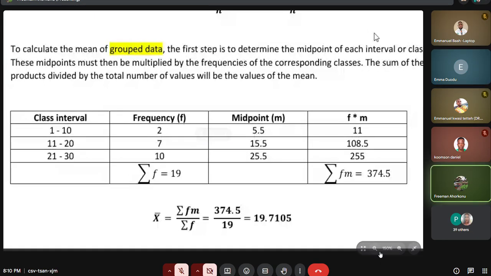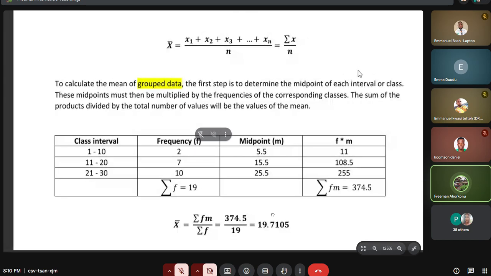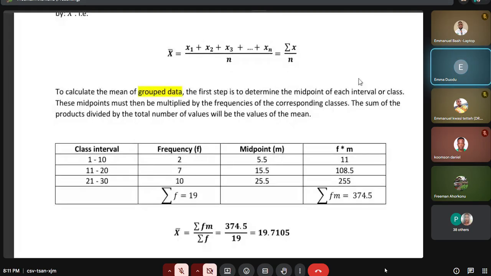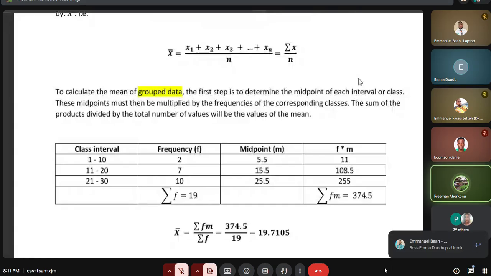Remember, we did an example of a table. I think it also came in your quiz. What do you do if you have the frequency? Now the midpoint is representing the classes. Remember that one very well. So here we are trying to say that the class represented by 5.5, in other words, 5.5 occurs 2 times. 15.5 occurs 7 times. 25.5 occurs 10 times.